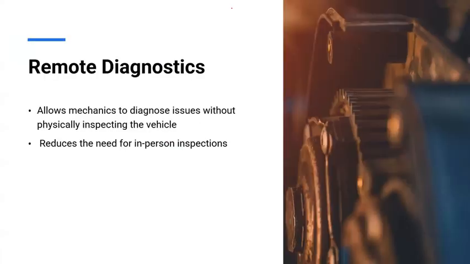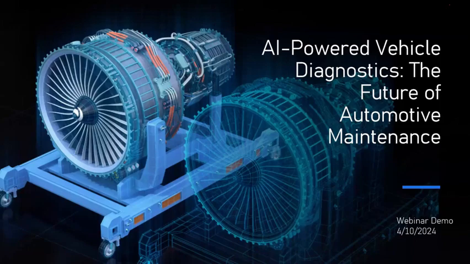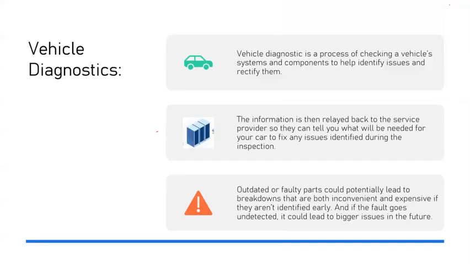So we have reached the end of this demo. I'll again revise the things that we have covered. First, what is vehicle diagnosis? Vehicle diagnosis is a process of checking the vehicle, identifying the issue, and rectifying it. The collected information is relayed back to the service center so that any other issues that may happen will also be taken care of. Outdated or faulty parts can potentially lead to breakdowns, which are both inconvenient and expensive if they aren't identified early. And if a fault goes undetected, it could lead to bigger issues in the future.